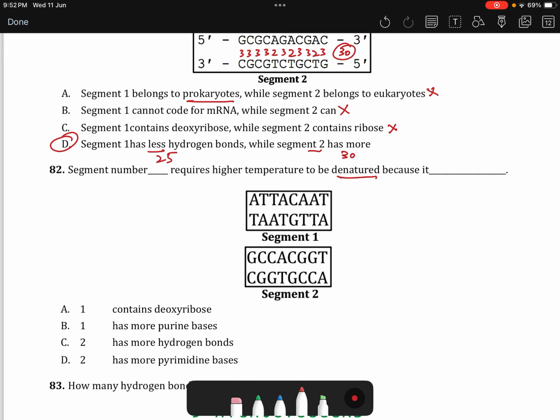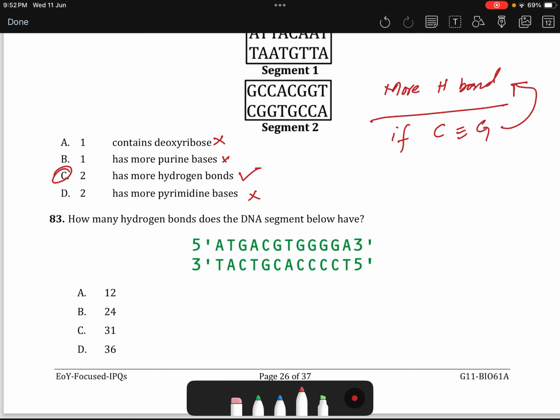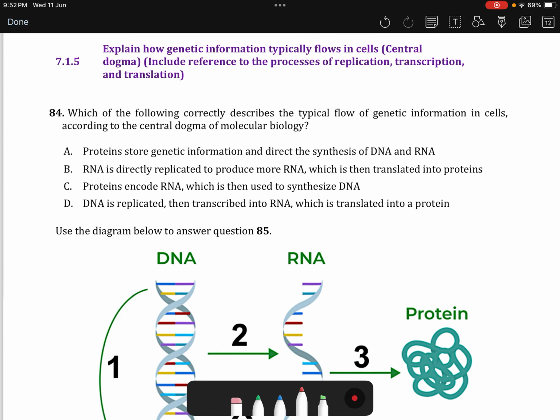So this is correct. How many hydrogen bonds does the DNA segment have? You can easily calculate 2, 2, 2, 2, and 2. So 1, 2, 3, 4, 5, 10. And I will do the 3s up. 3, 3, 3, 3, 3, 3, 3. So 1, 2, 3, 4, 5, 6, 7, 21. So the total 21 plus 10 is 31. So 31 is the answer. Okay. Moving to next.